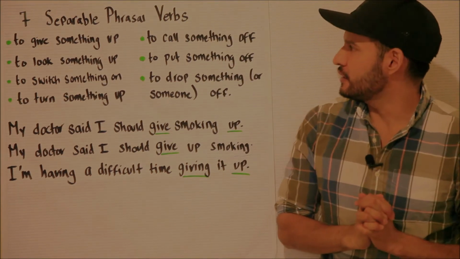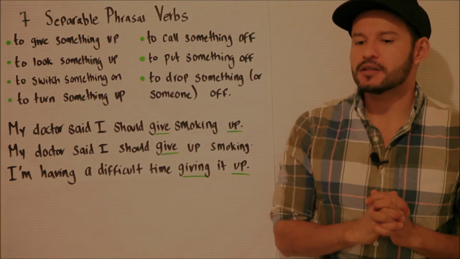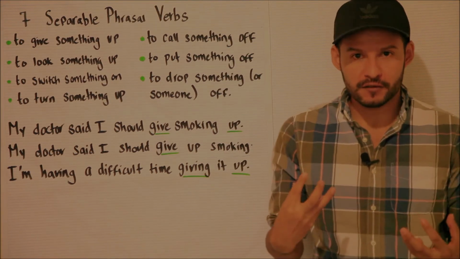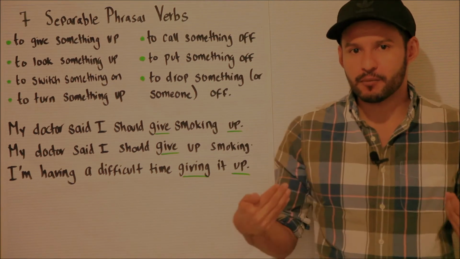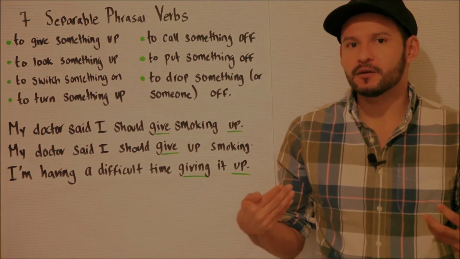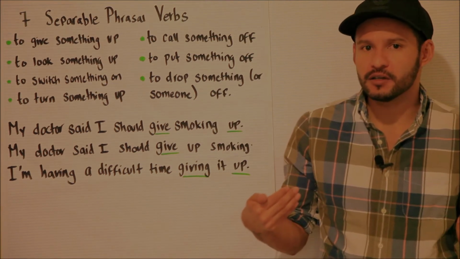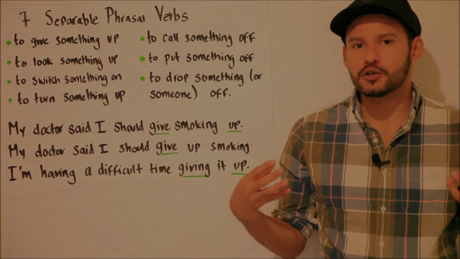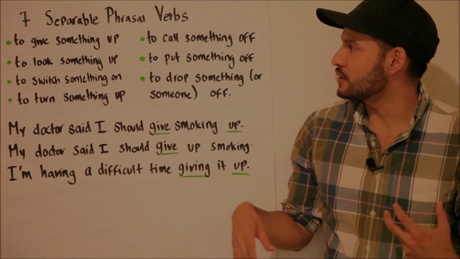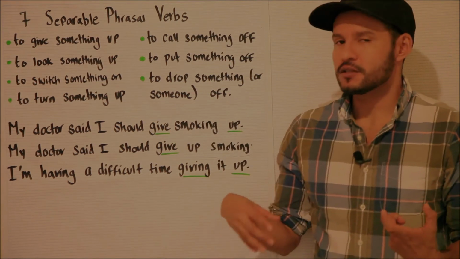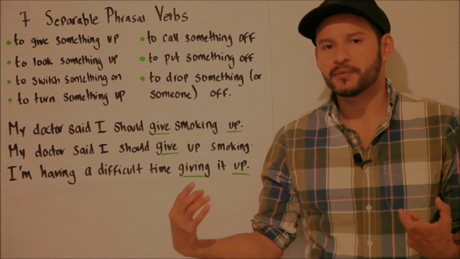But basically, in that video, I mentioned that there are some phrasal verbs, so verbs that are made up of 2 or 3 words, that can be separated, and they can be separated specifically with the direct object. Now, in order to show you what that looks like, let's take a look at the first example, and the first example is to give something up.